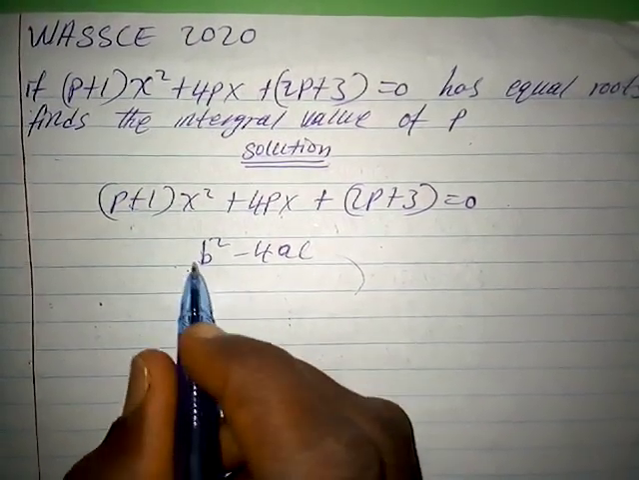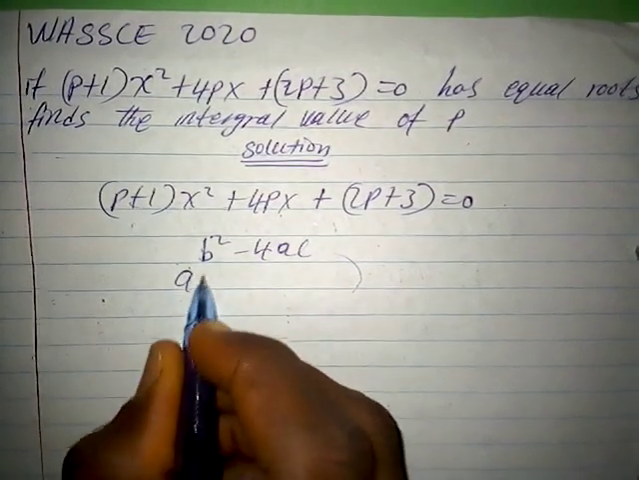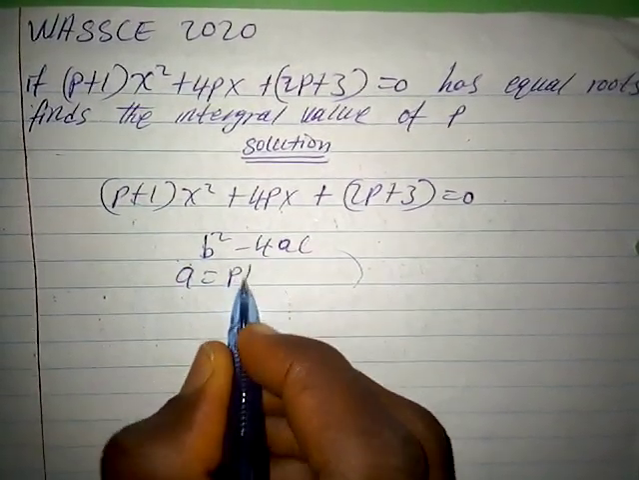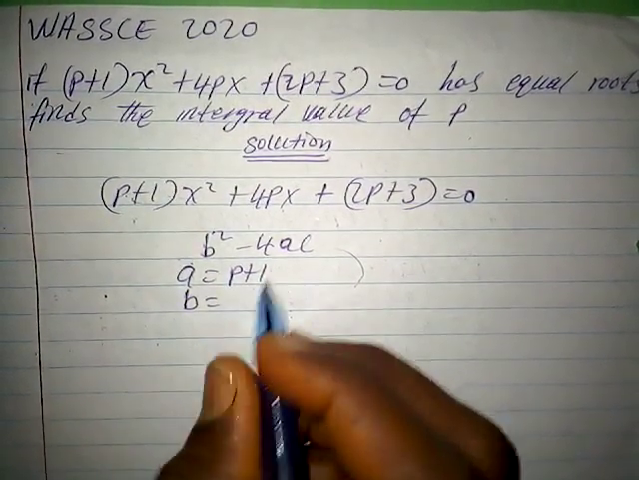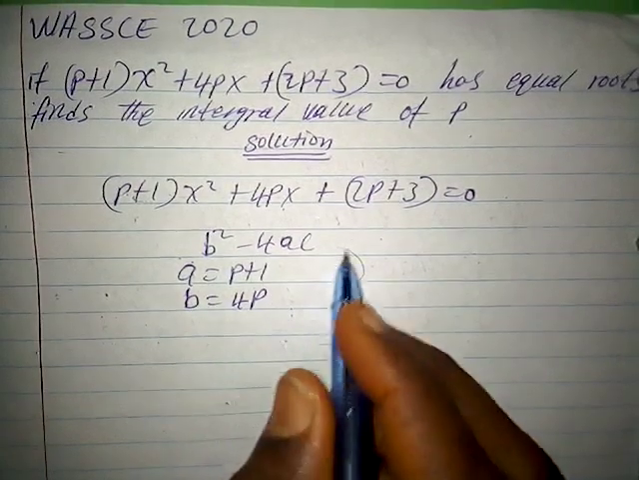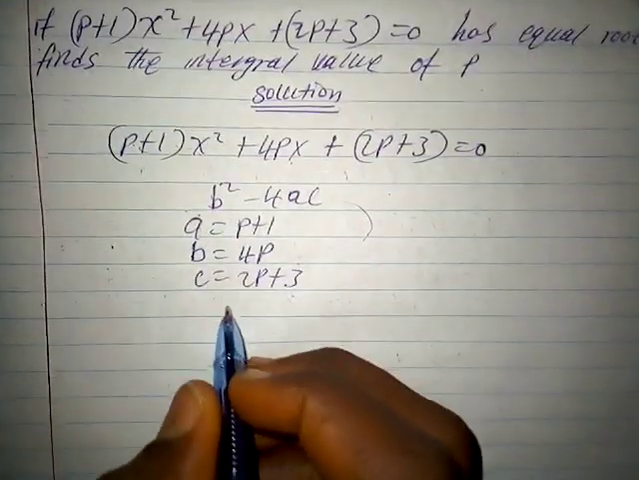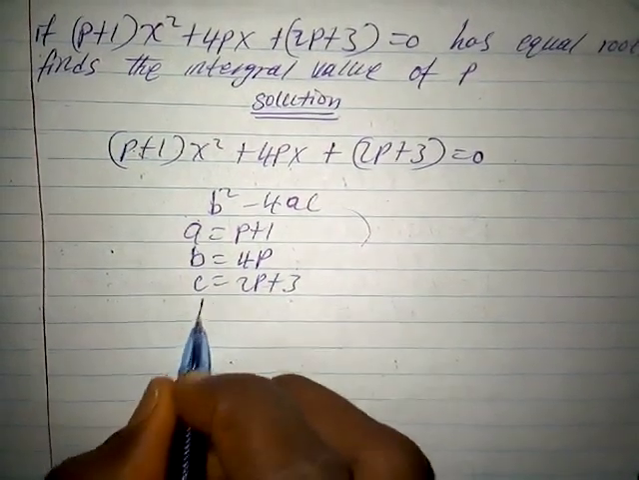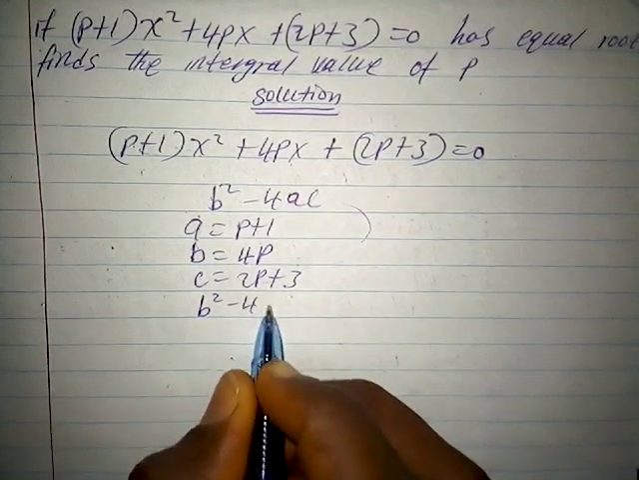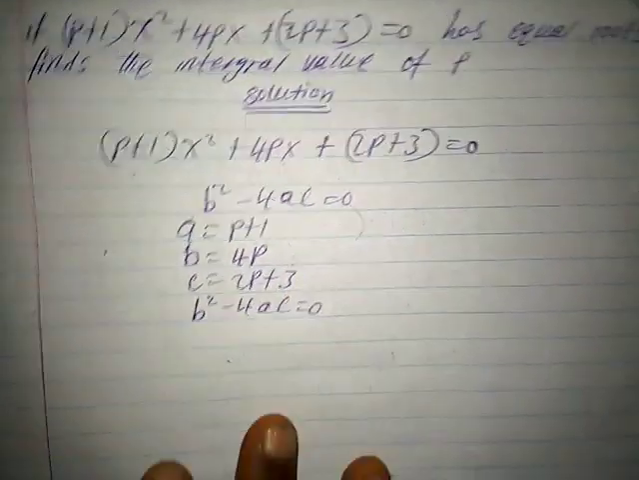Good. Now find the values of the letters in the formula. We start with a. What is a? a is equal to p + 1. b is equal to 4p. And c is equal to 2p + 3. Right? Now we are going to substitute the values into the formula. What is the formula? The formula is b² − 4ac. Always the formula must have an equation.